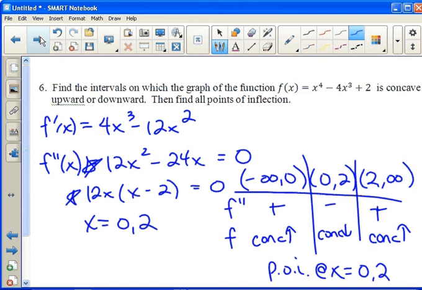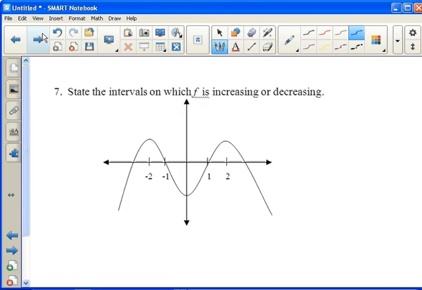7. Find the intervals on which f is increasing or decreasing. Okay, nothing tricky here. We're increasing there and there, which would be from negative infinity to negative 2. Always focus on the x values. And also from 0 to 2. So that's where we're increasing.